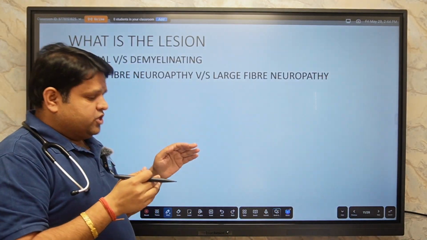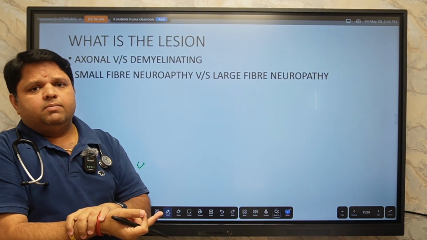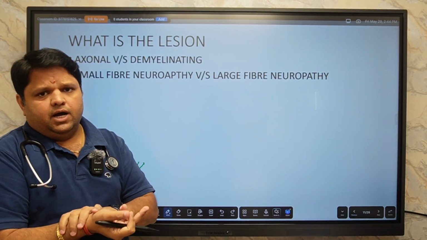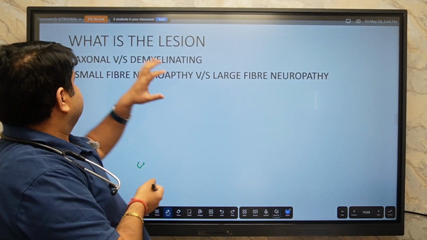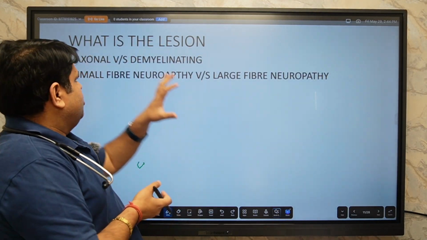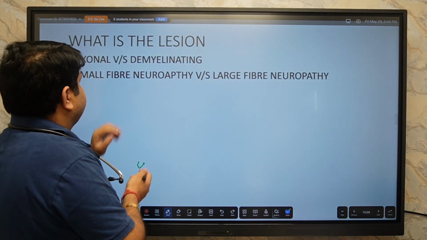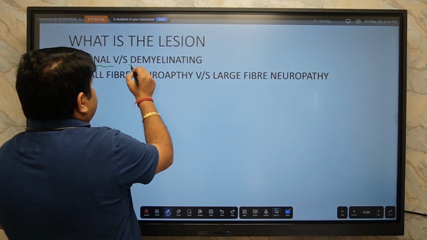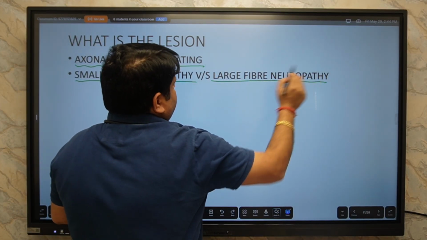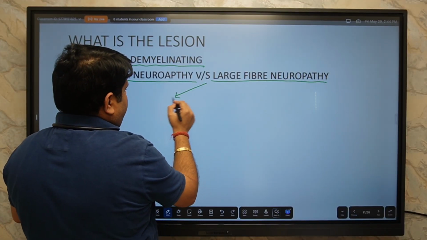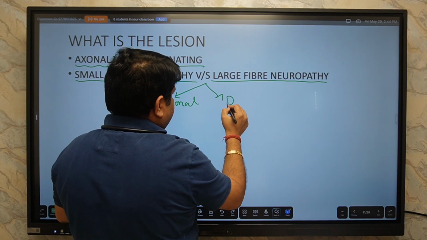Now the second question. The first question is, where is the lesion? Is the lesion at the single nerve level, at multiple nerves in multiple limbs, or is it a polyneuropathy? Then the second question in our mind is, what is the lesion? In what is the lesion, there are two types of question: axonal or demyelinating. There is involvement of axonal type of damage, or demyelinating type of damage, or a small fiber neuropathy or a large fiber neuropathy. So now we discuss the axonal and the demyelinating type.